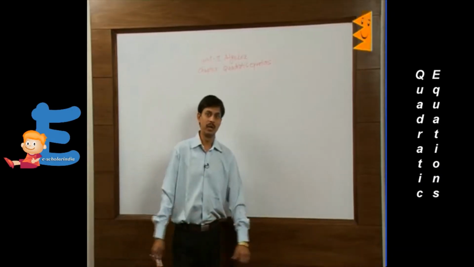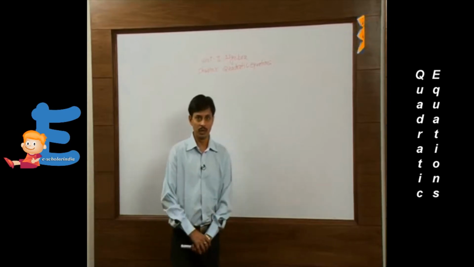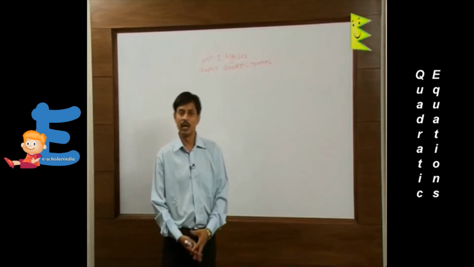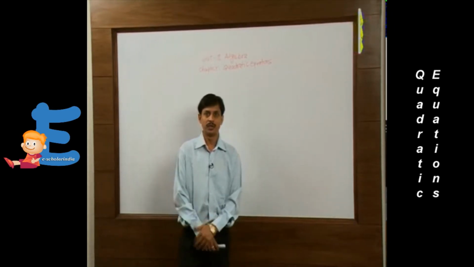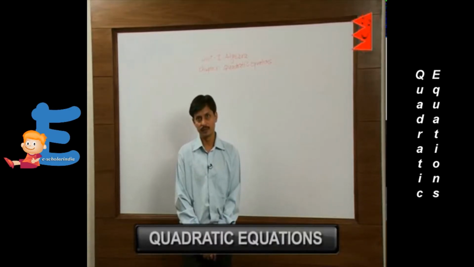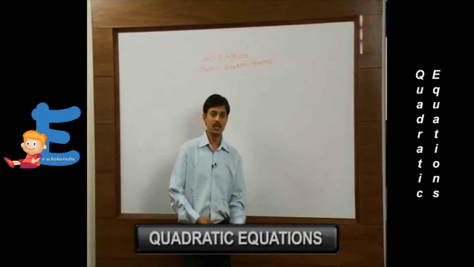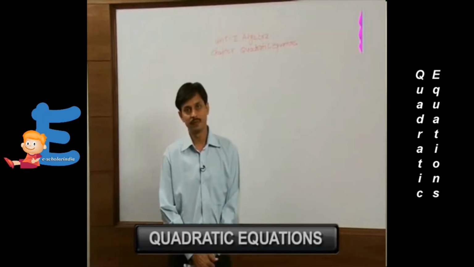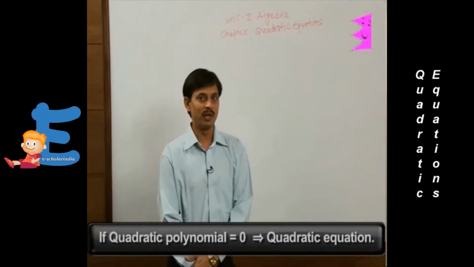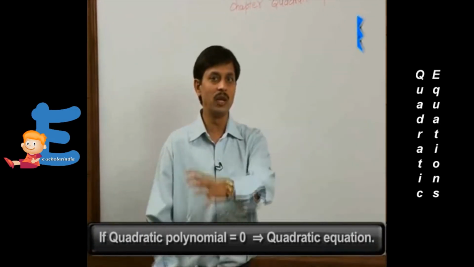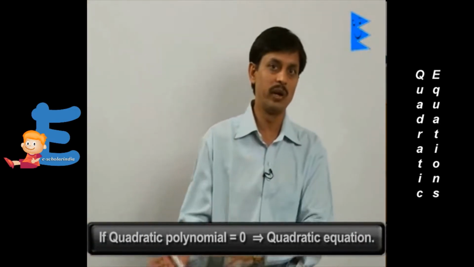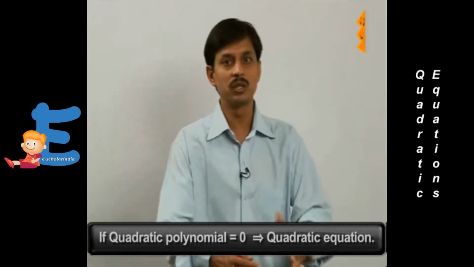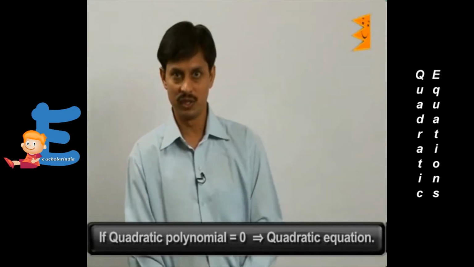Now we would like to begin, in continuity of the topic algebra, the new chapter: quadratic equations. The quadratic equation has come out from the quadratic polynomial. If any quadratic polynomial is equated to the value 0, then that quadratic polynomial converts to the quadratic equation.